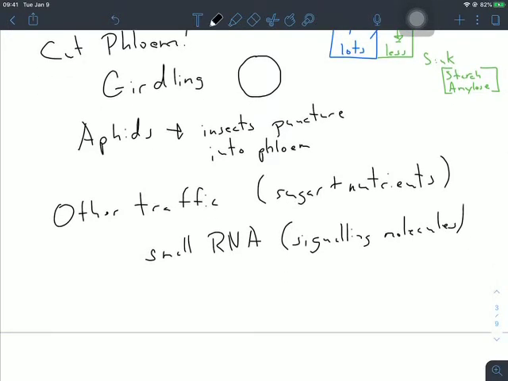And then the other thing that's moving through are some occasional proteins, and a lot of work is being done on this because, in particular, flowering signals.